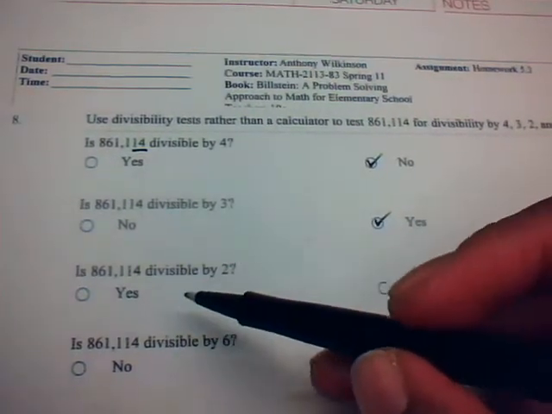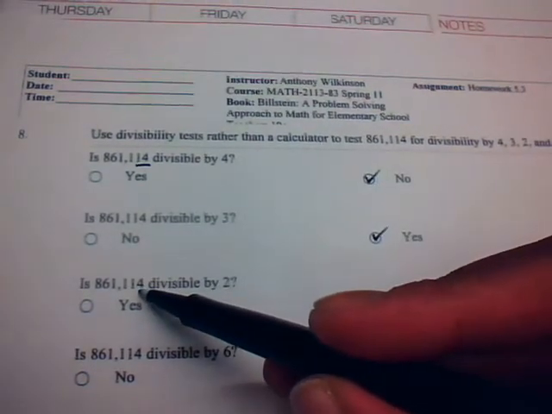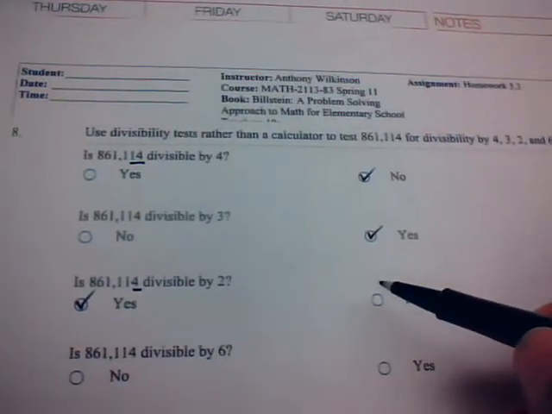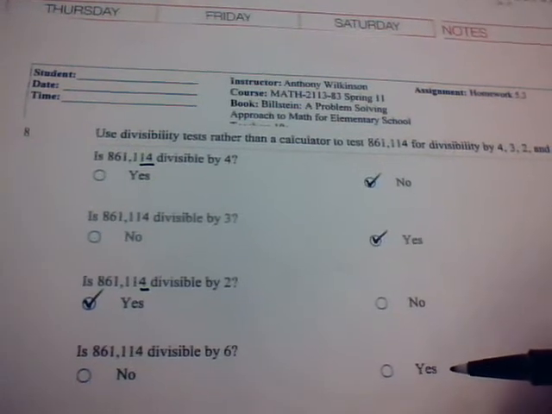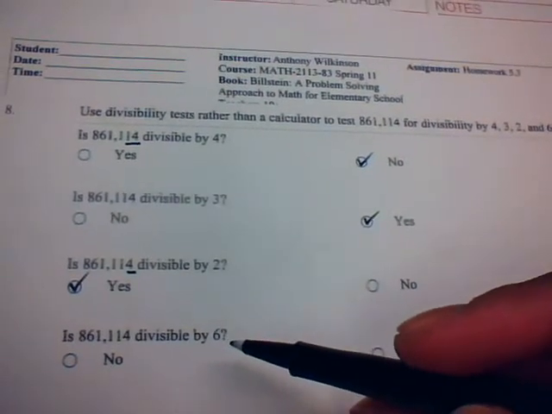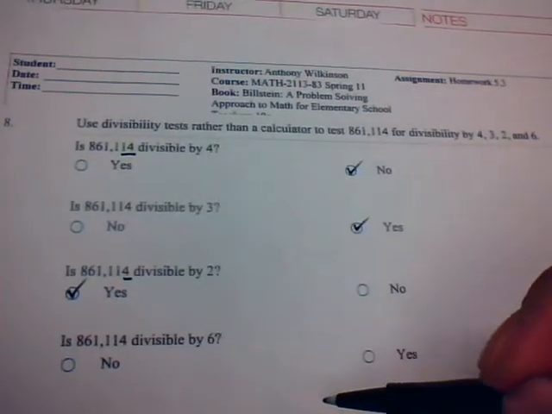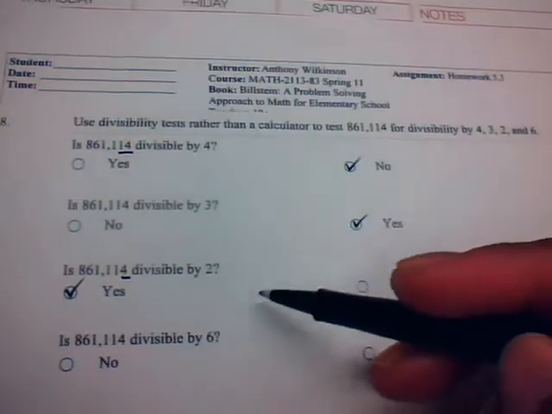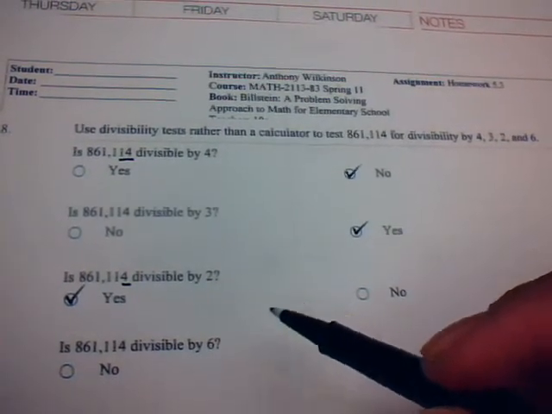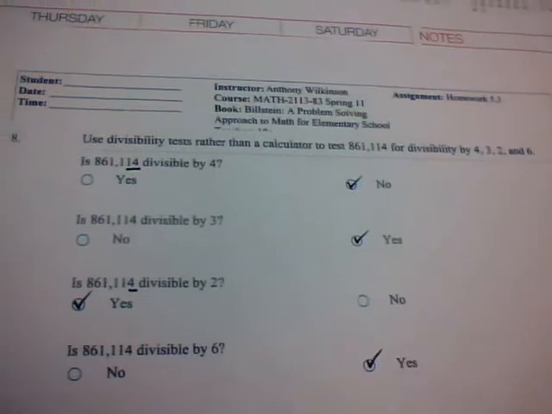Now, what about 861,114 being divisible by 2? That will be true because the last digit is a 4. And 4 is divisible by 2, so 861,114 is divisible by 2. Now, what about by 6? Well, for 861,114 to be divisible by 6, it must be divisible by both 2 and 3. Now, if you look at the last two questions that we answered, we found out that 861,114 is divisible by 2 and divisible by 3, so it must be divisible by 6.